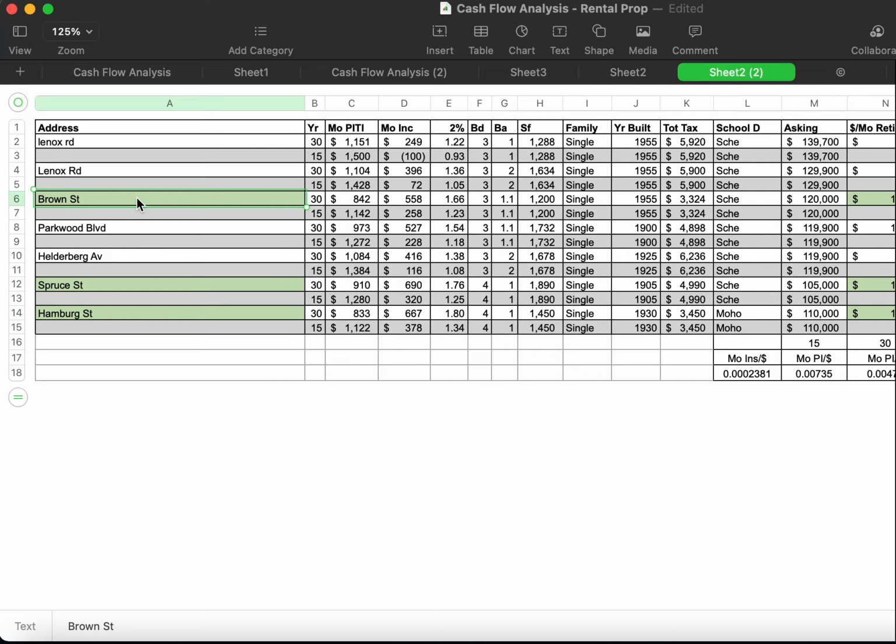I did not get any of them at first. Brown Street, Spruce Street, those were swooped up by someone who put in either over asking or cash at asking. Hamburg Street, I put in a full price offer. My offer was also rejected because someone put in a full price offer but cash.